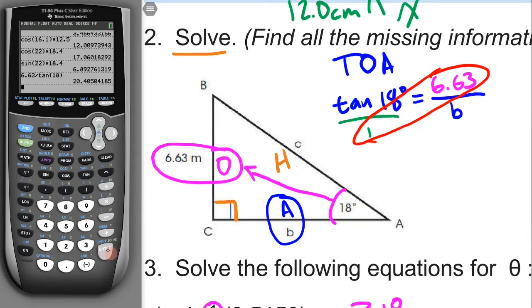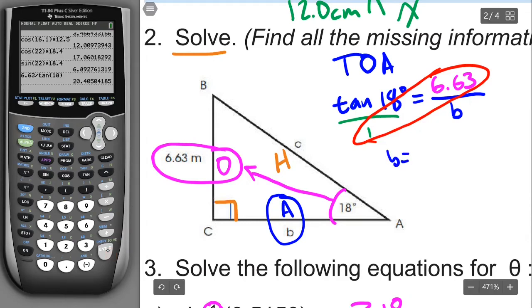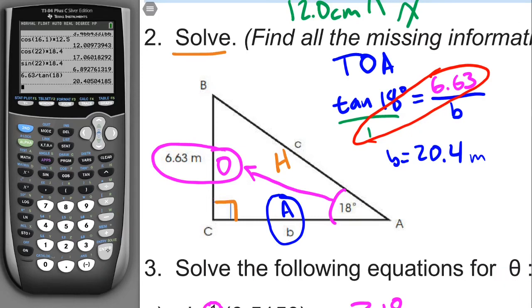And so 6.63 divided by tangent of 18 tells us that B is 20.4. And our units are meters in this case. Okay, so there you go. You cross multiply and divide. You need to divide by your angle if your variable was in the denominator, like in this question.